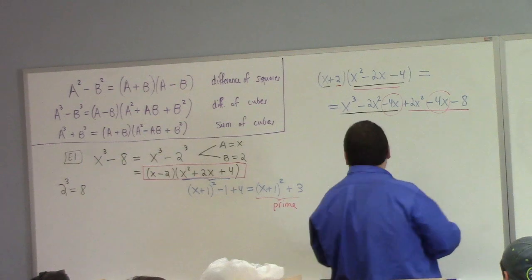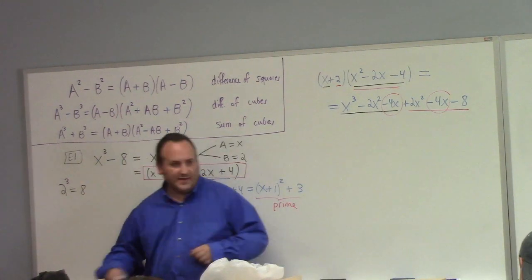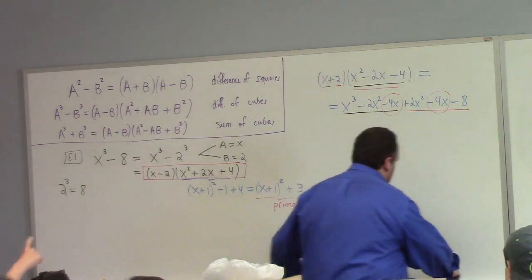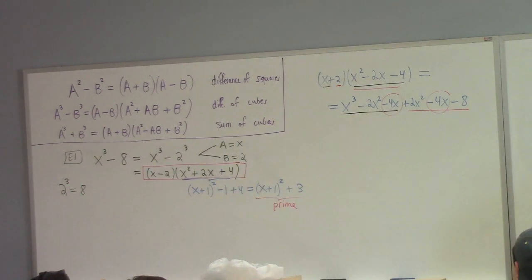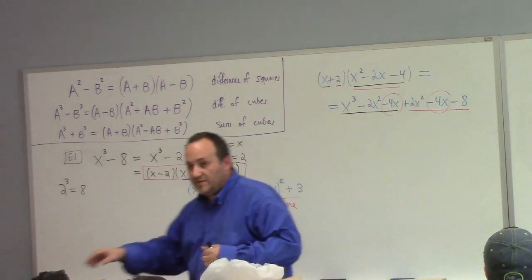But you are right though. 3 is a prime. You are right about that. How do you know that this equation is a prime? I guess because it's a sum of squares.